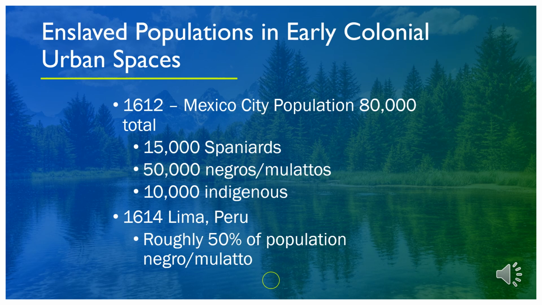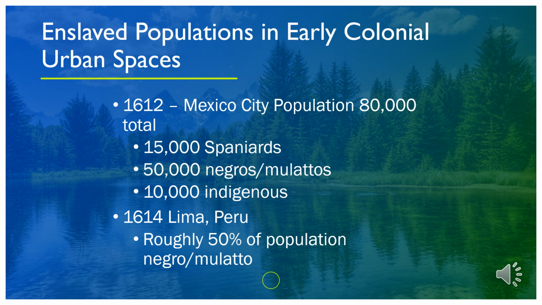And as you can see from the number, the vast majority were African descendants, titled negros or mulattos. And a similar situation took place in Peru. This could be seen in other urban spaces as they were built up for Spanish colonial control. But as you look at the breakdown for Mexico City, there are Spaniards, African descendants, and indigenous. And as we know, there are relations between these different groups and among these different groups that take place.